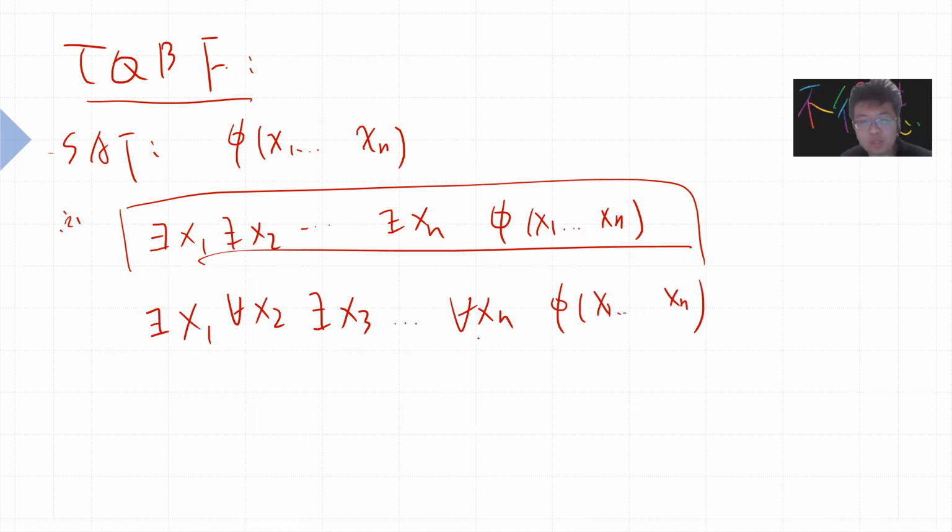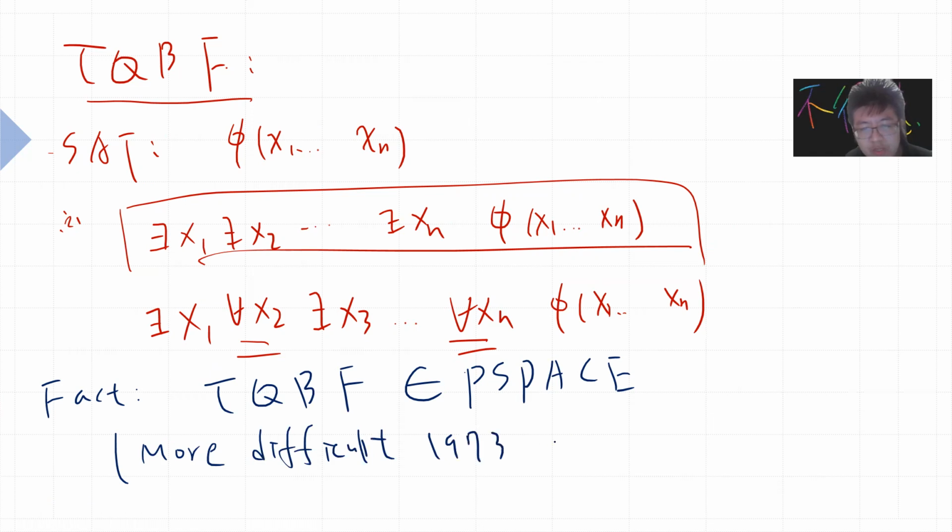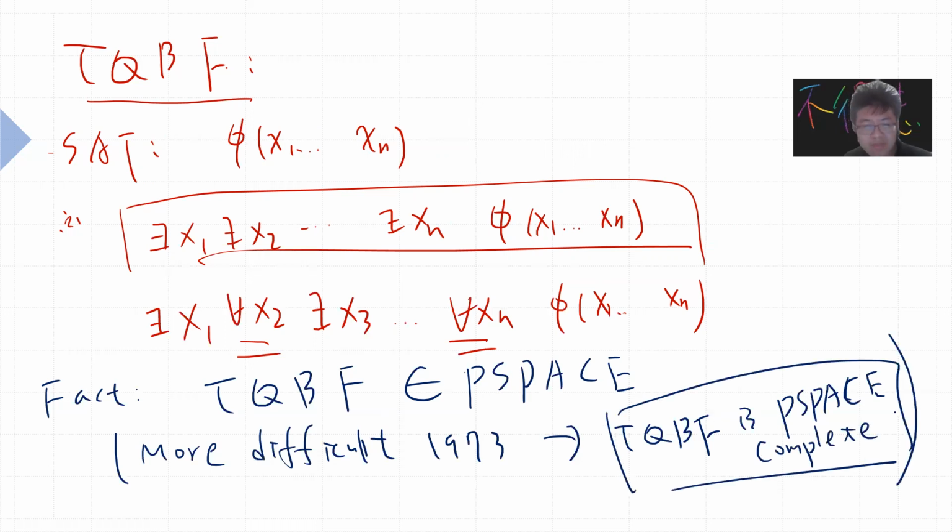So this is much more difficult, right? Because somehow you can replace some of the existential quantifiers with for all. There is a fact that TQBF is a PSPACE language. More difficult, and I will not prove it in this video, is that Stockmeyer, I think in 1973, proved that TQBF is PSPACE-complete. Let me just prove that TQBF is in PSPACE. This is what I want to say in this video.